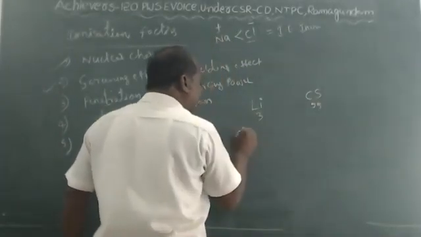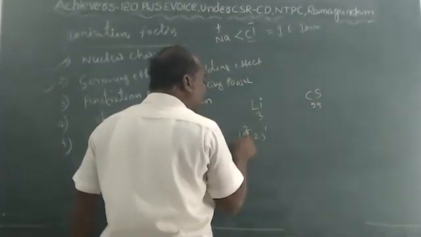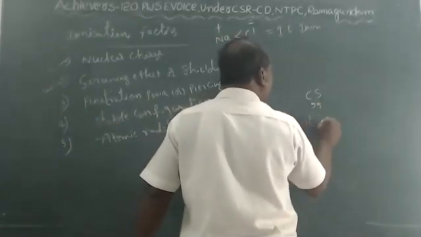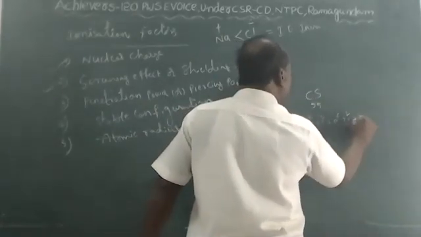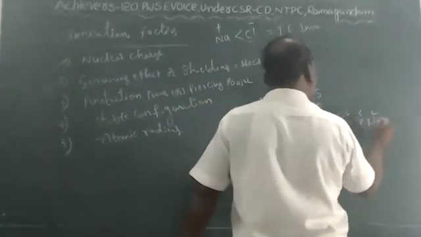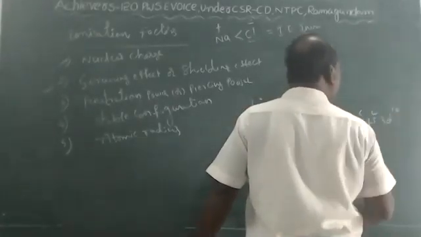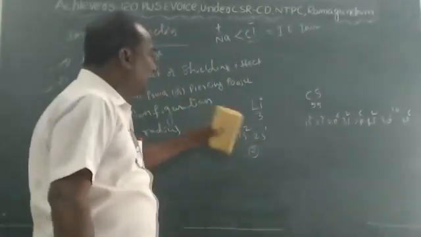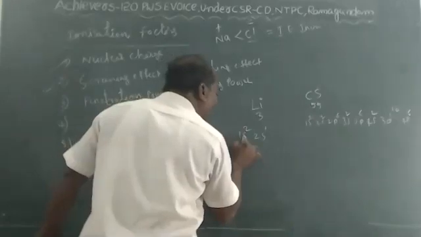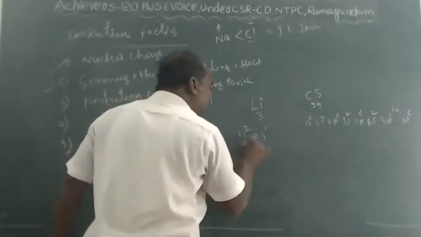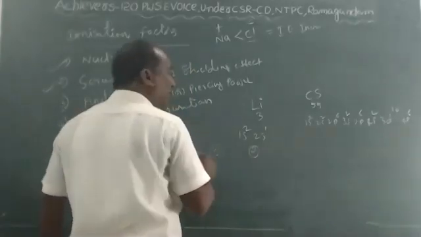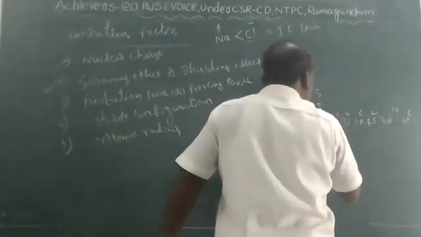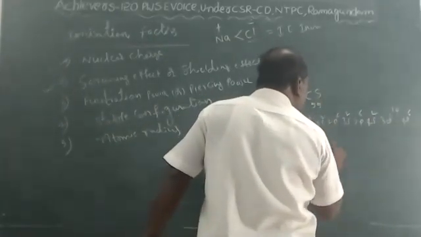See, lithium contains 1s2 and 2s1, only two shells. But cesium consists of 1s2, 2s2, 2p6, 3s2, 3p6, 4s2, 3d10, 4p6, and so on. Lithium has only two shells, two screens, 1s and 2s. But cesium has more shells, and every shell acts as a screen like this.